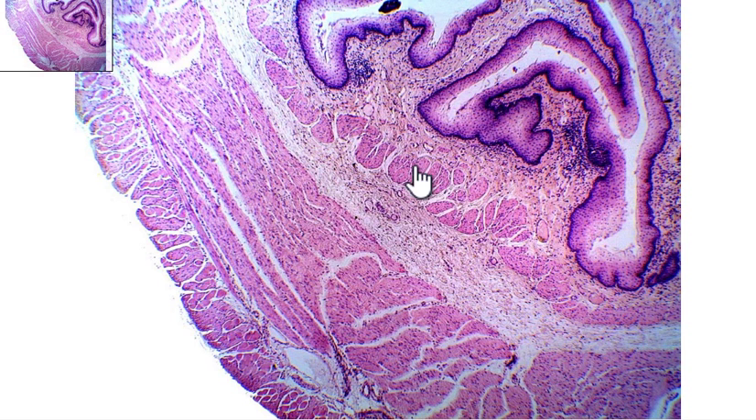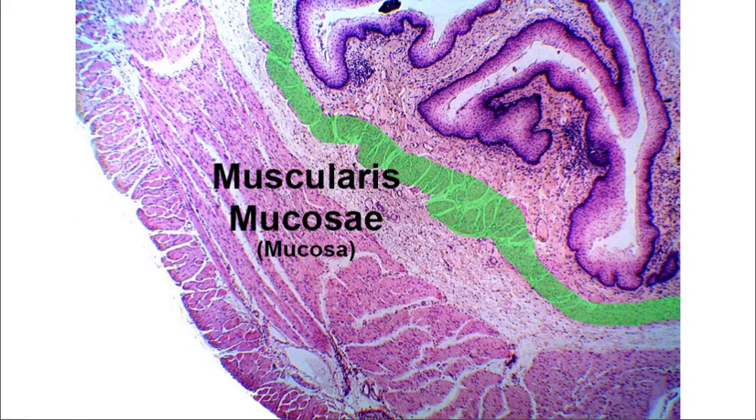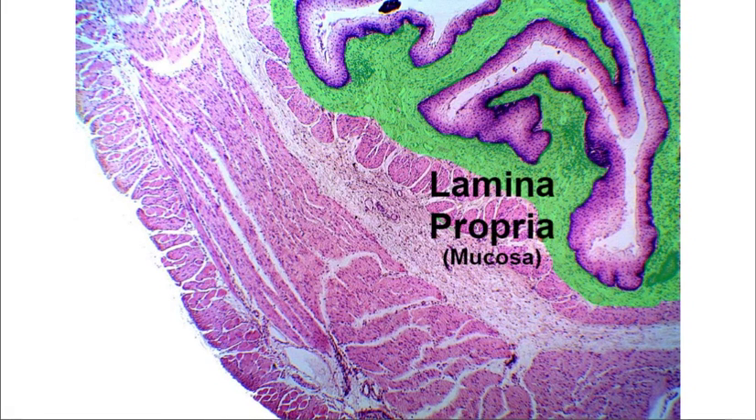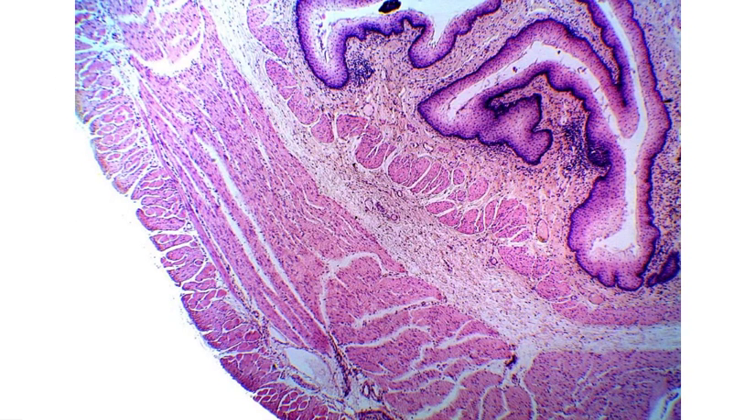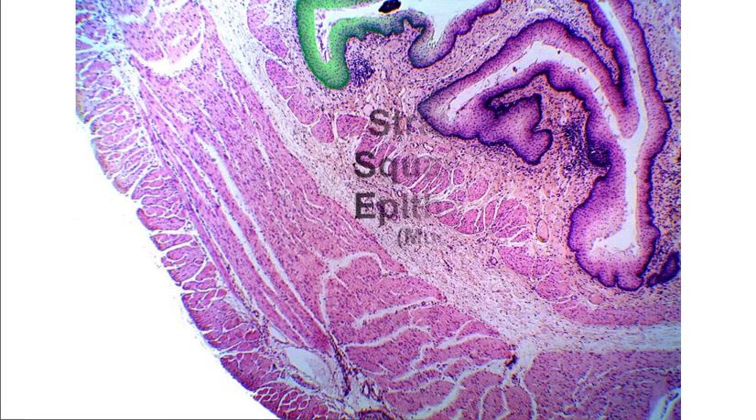Now this layering right here, this portion of mucosa, is going to be the Muscularis mucosae. This is your smooth muscle. This area right here, this is going to be the lamina propria. The lamina propria is mostly made of connective tissue. While this area right here that you can see tracing around, this is going to be epithelium. Now in this case, in the esophagus, it's going to be stratified squamous.